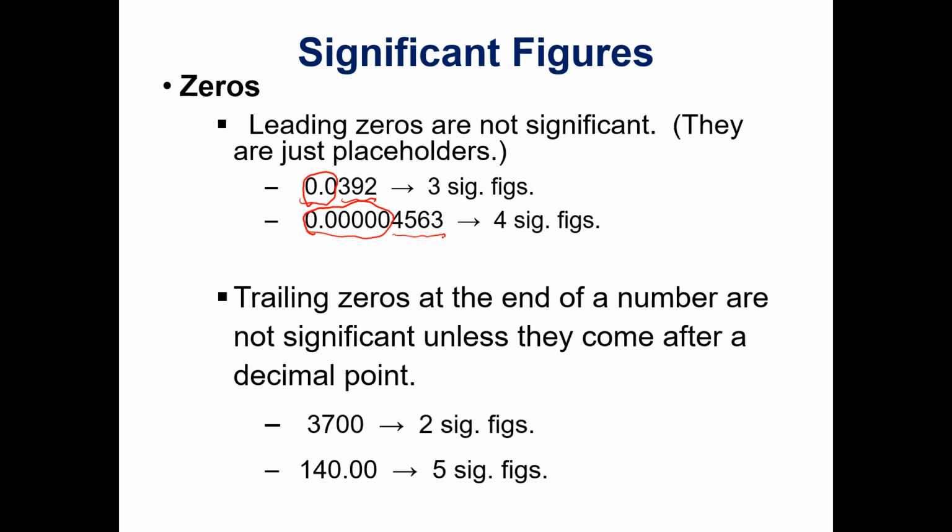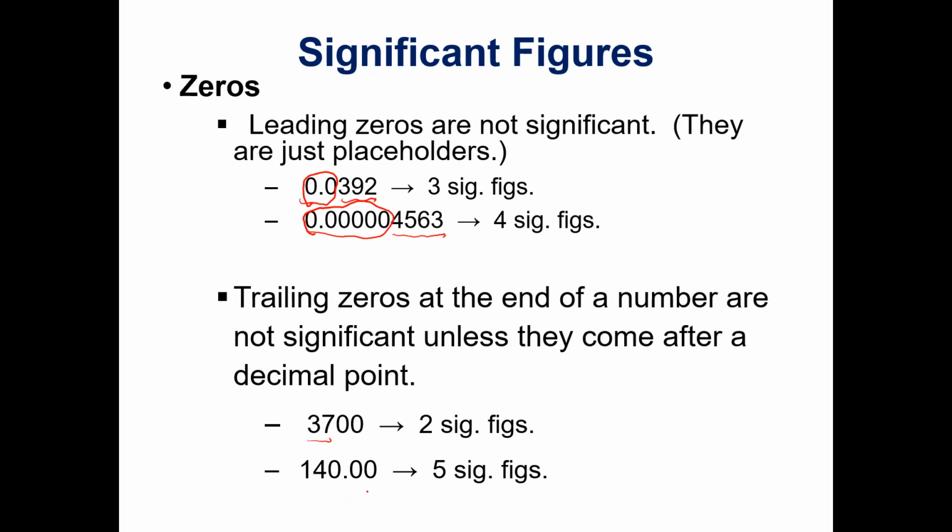For trailing zeros, sometimes they're significant and sometimes they're not. Trailing zeros are those numbers at the end of a number. If there's no decimal point in the number, like in the number 3700, zeros are not considered significant. So 3700 only has 2 significant figures. If there is a decimal point, then the trailing zeros are considered significant.